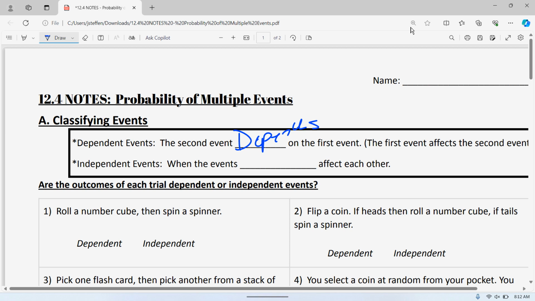If I roll a dice, if it's even, I flip a coin. If it's odd, I spin a spinner. That's a dependent event because whatever the second thing is depends on what happens in the first event. If you roll an even, that makes the outcome totally different. If you roll an odd, that's a totally different thing. So if it depends on the other one, that's a dependent event.